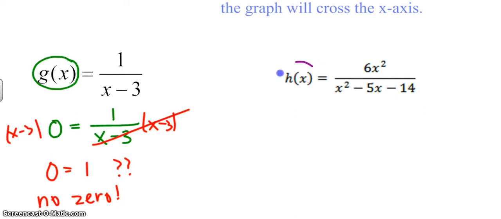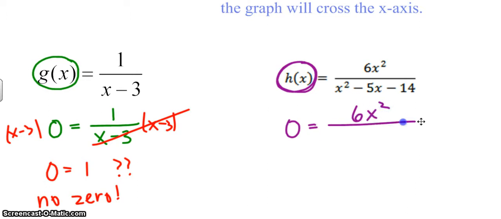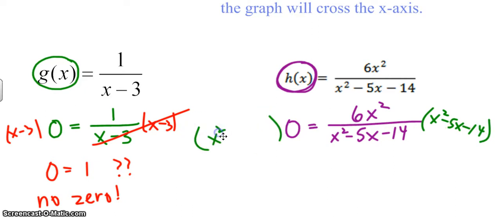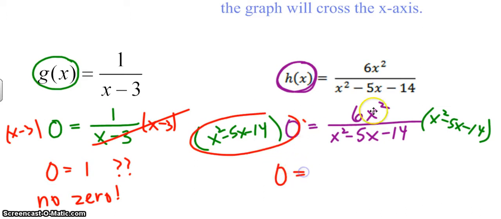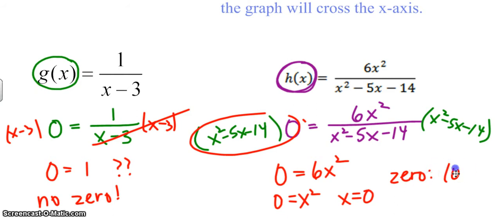The next one, same thing. I'm going to replace my y value, or my h of x, with 0, and set that equal to 6x squared over x squared minus 5x minus 14. First thing I'm going to want to do is multiply by x squared minus 5x minus 14 to try to clear out my denominator. Again, on the left side, this all turns to 0. This side we get 6x squared. Solving for x, I get that 0 is equal to x squared, which means that x is 0. So the 0 of this function, when I put in 0 for x, I will get back 0 for y. Or you can just say when x is equal to 0.